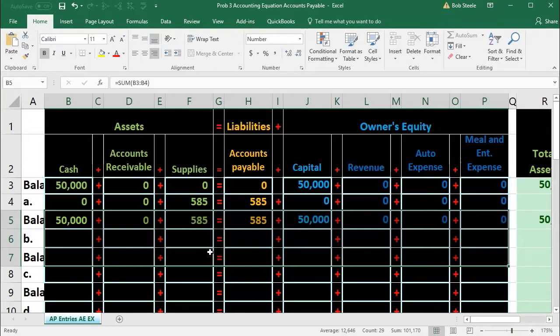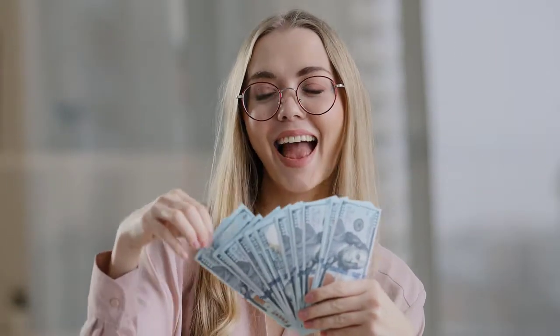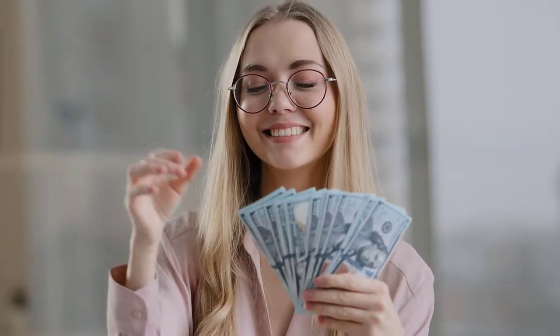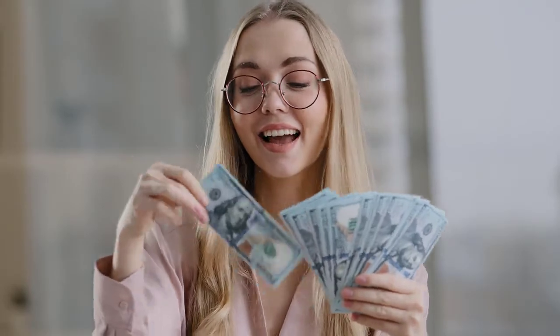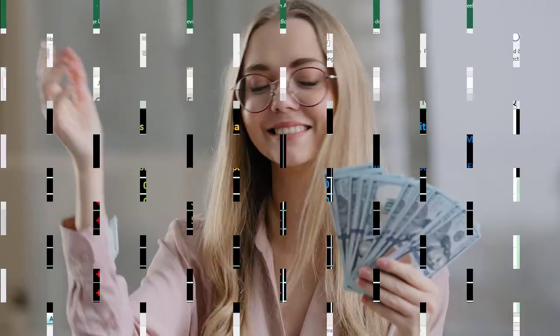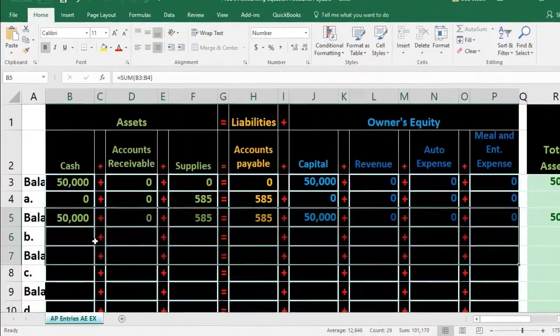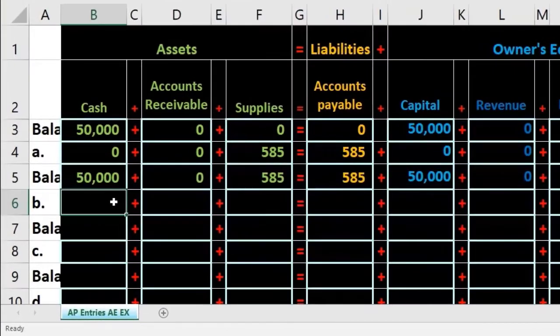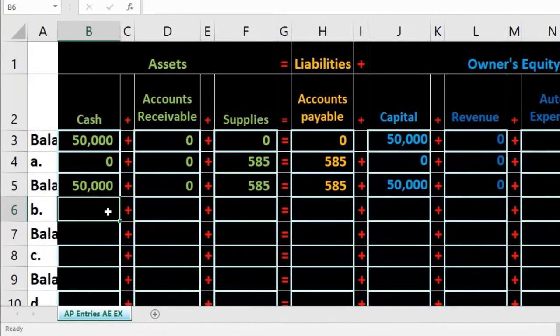But we probably want to think of cash first whenever possible because it's easier to know whether cash is going up or down, and later will be much easier to know whether we debit or credit cash. So it's a good practice to say, let's think about cash first. Anytime it says paid, that means cash is affected. Therefore, I'm going to be in cell B6. I'm going to put a negative 585 and enter. So we're going to decrease cash.